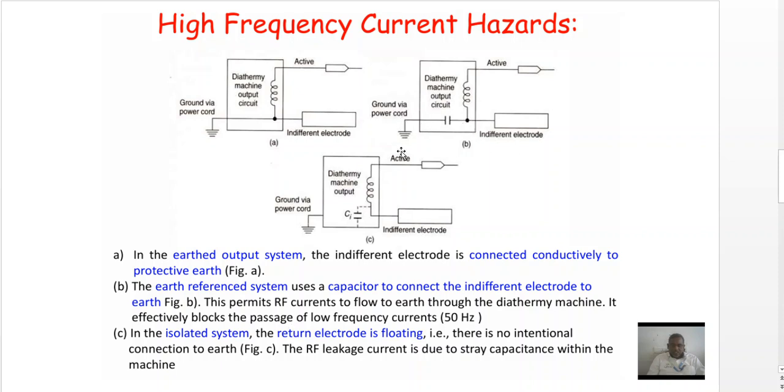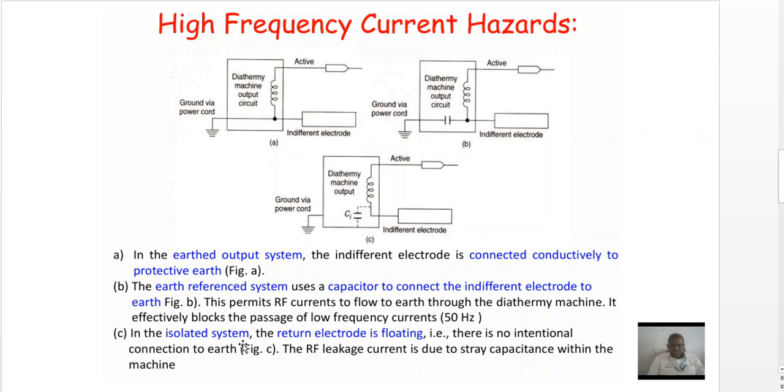So while we are connecting to the earth, we are connecting a capacitor to the indifferent electrode to the earth. In figure B, this permits RF currents to flow to the earth through the diathermy machine, effectively blocks the passage of low frequency current, that is 50 hertz. So the capacitor allows high frequency and blocks the low frequency. That's why while we are attaching the capacitor, it blocks the low frequency of 50 hertz line frequency. It allows the high frequency to the ground.